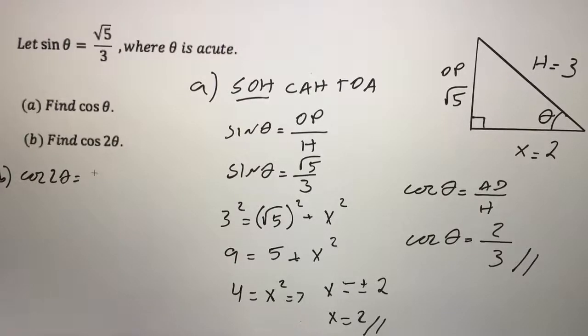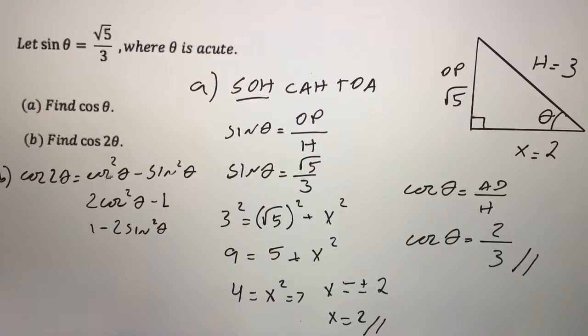Now, to find b, we have, from the booklet, that cosine of 2 theta equals up to 3 things, right? It can be cosine squared of theta minus sine squared of theta. It can be 2 cosine squared of theta minus 1, and it can be 1 minus 2 sine squared of theta. We're going to choose the first one, this one.